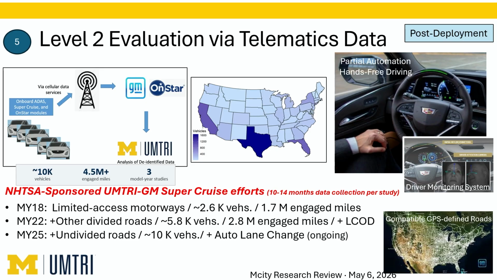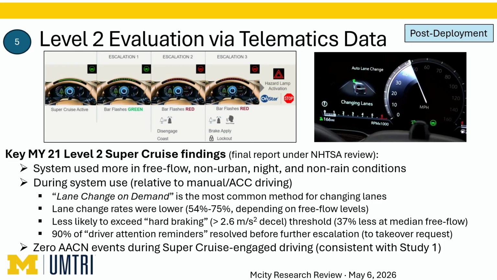And regarding the model years, there's actually been a series of studies, and we're on the third study currently. So we're looking at model years as they increase in capability. For this particular one, model year 21, which included a lane change on demand feature, key findings included, first off, really important, and this is ADAS now, not ADS, that people use these systems in benign settings.